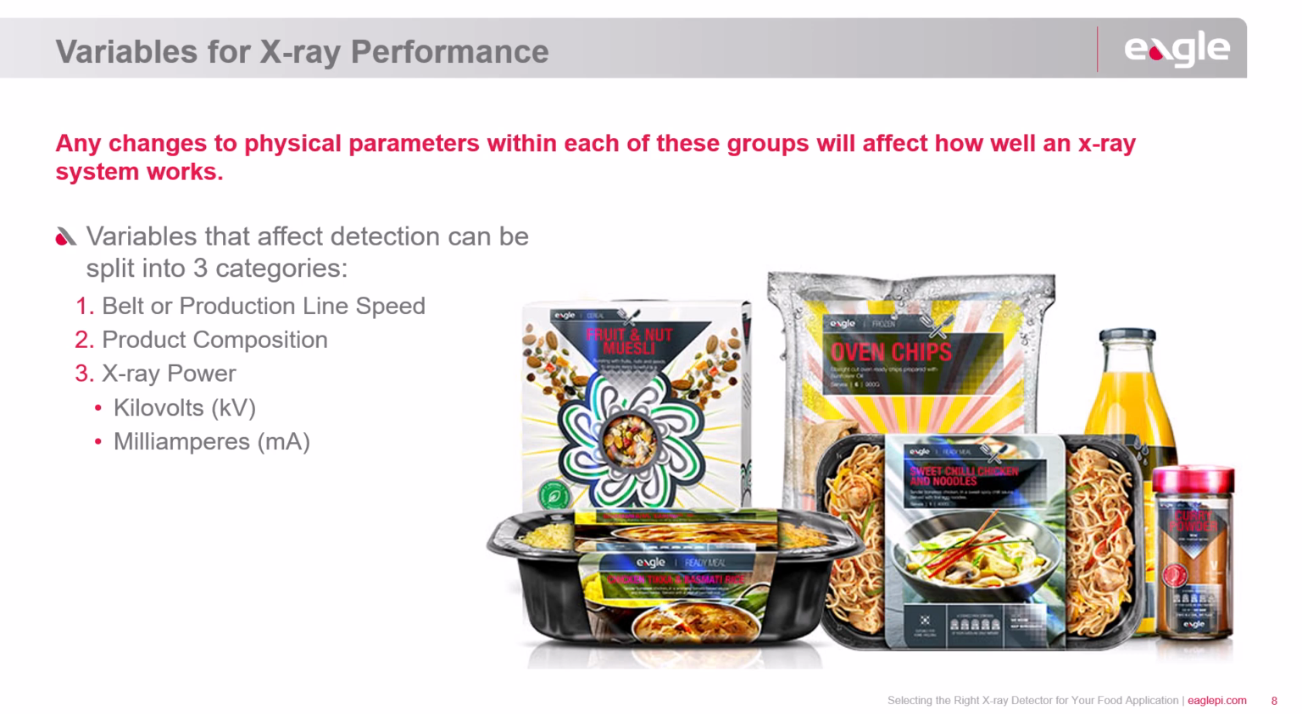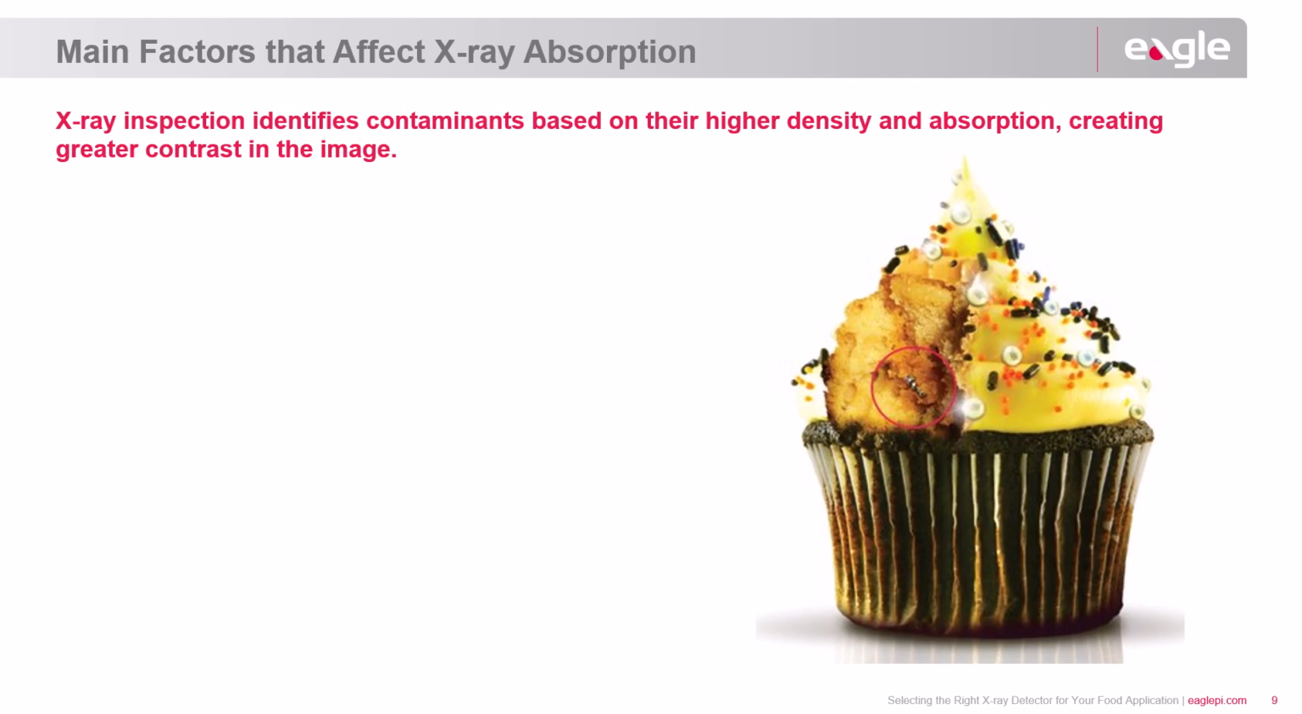Any changes in these factors, speed, product composition, or energy levels, can significantly affect how well your X-ray system performs. By understanding and adjusting these elements carefully, you can optimize your inspection process to detect contaminants effectively and ensure product safety. When choosing the right X-ray detector for your products, several key factors are important to consider.